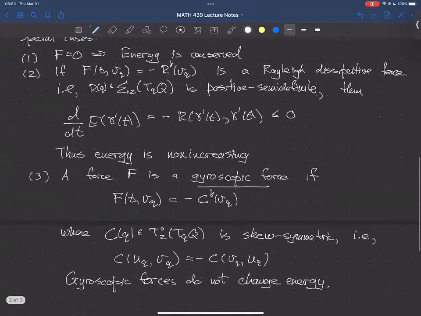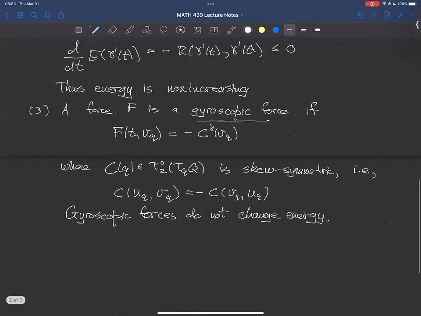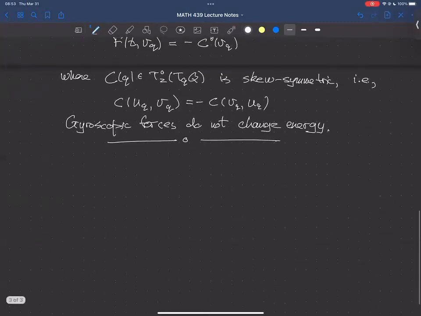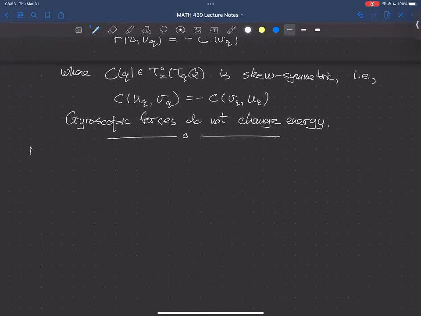So that's all I am going to talk about forces. For the last 3.5 lectures of the course, we're going to talk about what are called nonholonomic constraints.